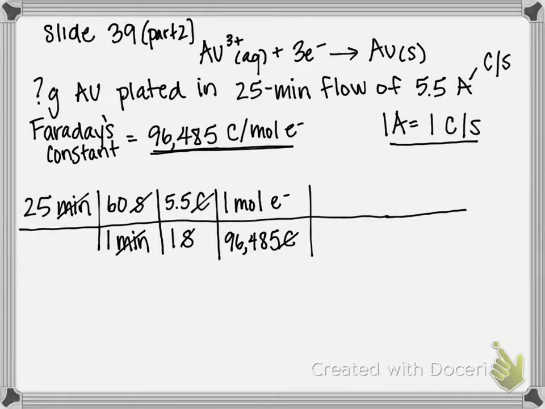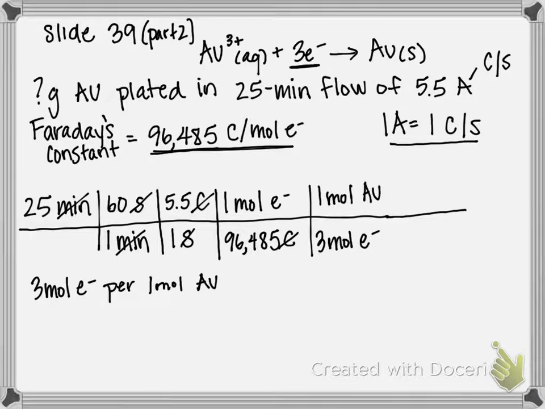And here's where I'm going to consult my half reaction. So this 3 electrons up here, that's like saying there are 3 moles of electrons transferred per 1 mole of gold. So we can translate that into an equivalency and say 3 moles of electrons are transferred for 1 mole of gold. So that's going to cancel out my moles of electrons.